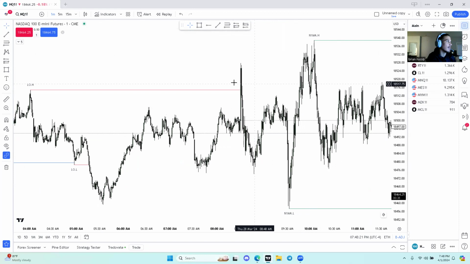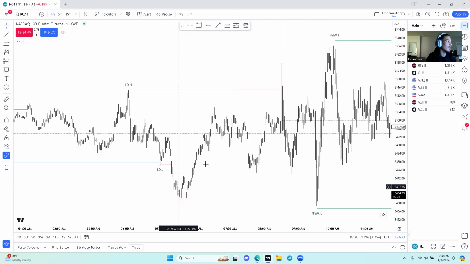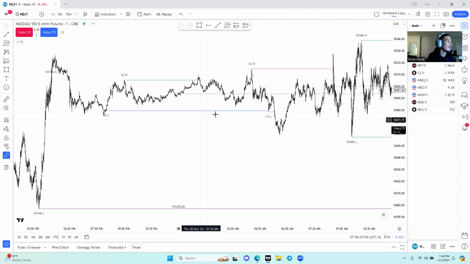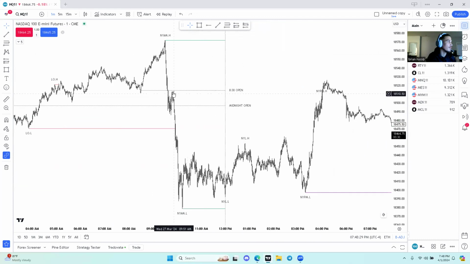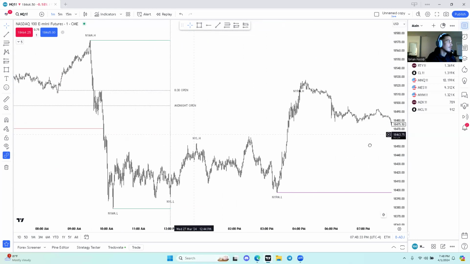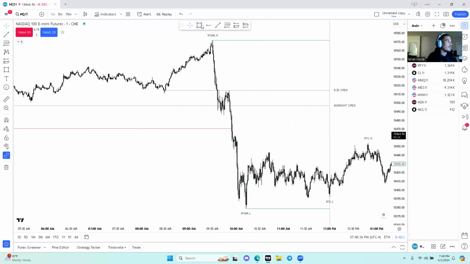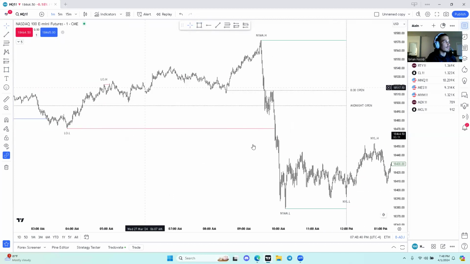Every time, look: London high, reversal; London low, reversal; Asia high, reversal; Asia low, reversal. It just happens over and over. Here we used the 8:30 open as a resistance again. And this isn't your typical support and resistance. That's not how we trade, but these are institutional support and resistance levels, I guess you could say.